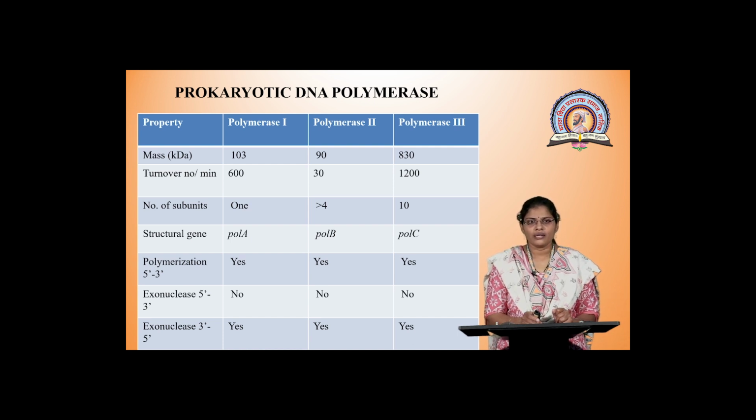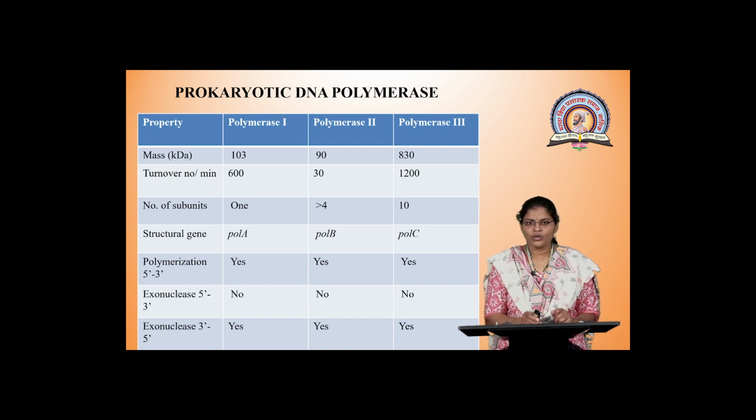Polymerization in DNA polymerase 1 is in the 5' to 3' direction. It does not have exonuclease activity from 5' to 3' end, but it has exonuclease activity from 3' to 5' end. Now DNA polymerase 2 has a mass of 90 kilodalton, the turnover number is 30, and the number of subunits involved in its construction is more than 4. The structural gene is Pol B.